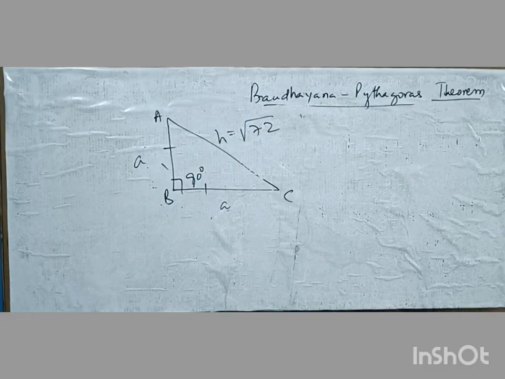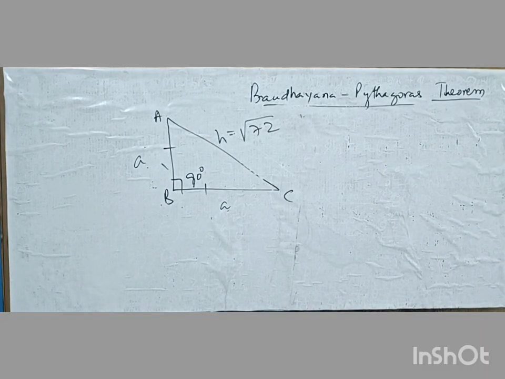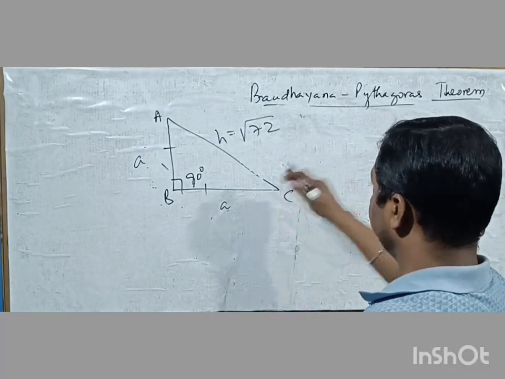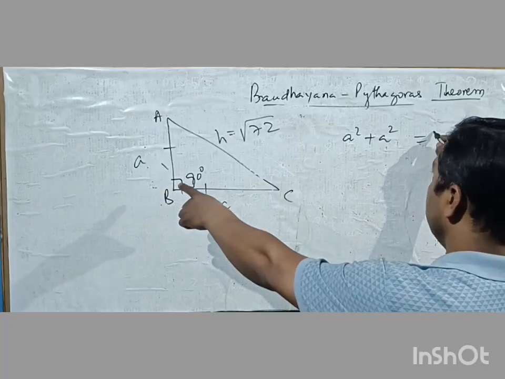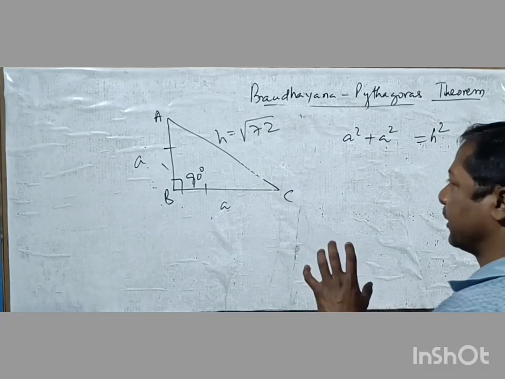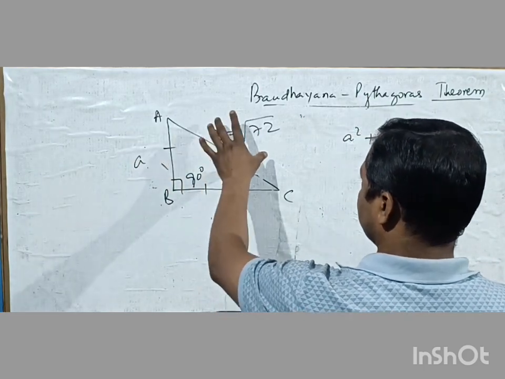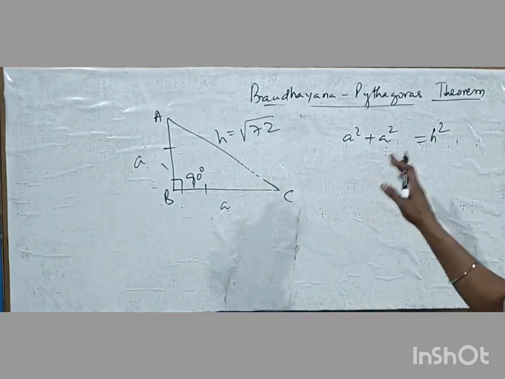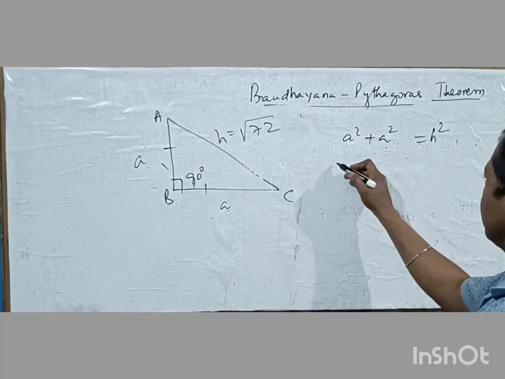The same question is there, but the hypotenuse value is root 72. We know that a square plus a square equals h square, or h square equals 2a square. Suppose we have forgotten the formula, but you know the Pythagoras theorem: square of this plus square of this equals square of this. So h square is equal to a square plus a square. You can write this.